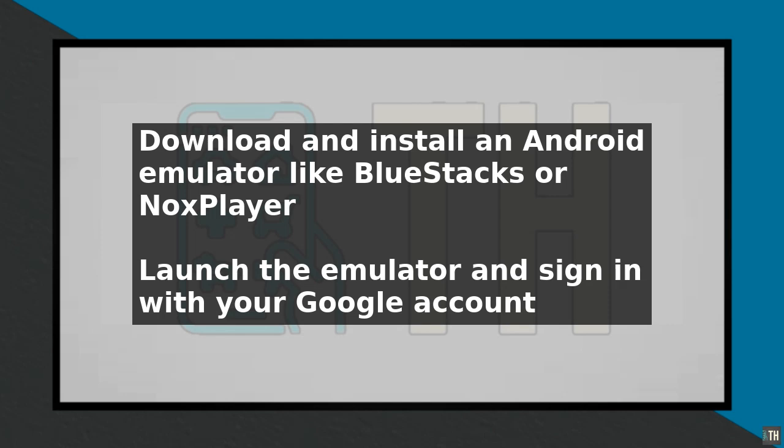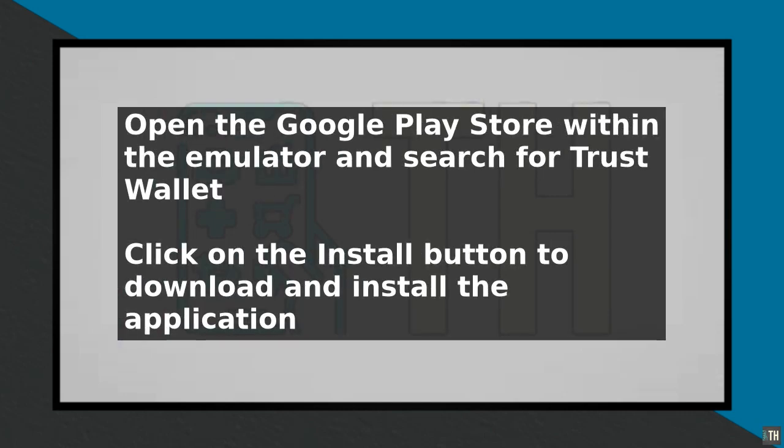When you launch Trust Wallet for the first time, you will be prompted to create a new wallet or import an existing one. If you are new to Trust Wallet, click on Create a New Wallet and follow the on-screen instructions to set up your wallet. Make sure to save your seed phrase in a secure location, as it will be used to recover your wallet in case you lose access.